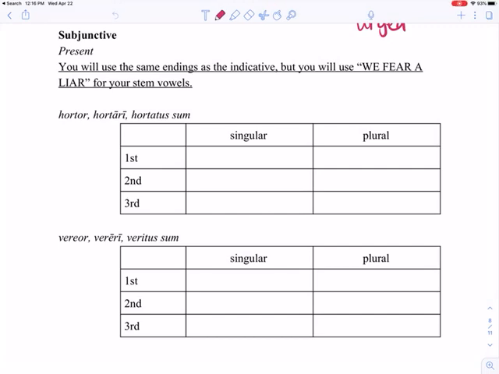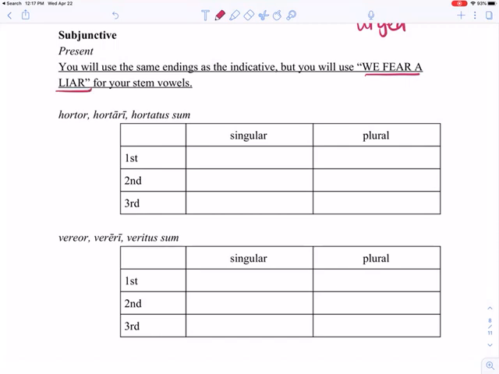All right, so we are back, and now we're going to talk about deponent verbs in the subjunctive mood. Okay, now one thing to remember is for the present, it really only mattered about the present. Okay, we're going back to our "we fear a liar."